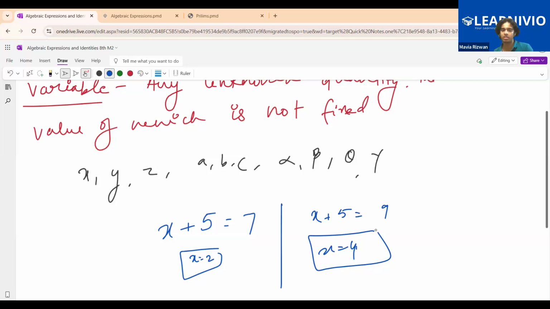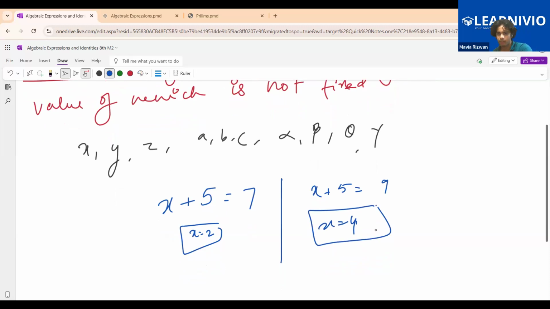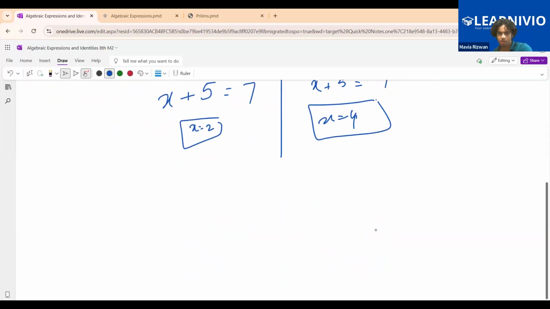Is variable clear, guys? This is very basic. I know you all must be thinking you know everything, but there might be some point that you missed. So variables is clear, guys? Yes, sir. Okay.